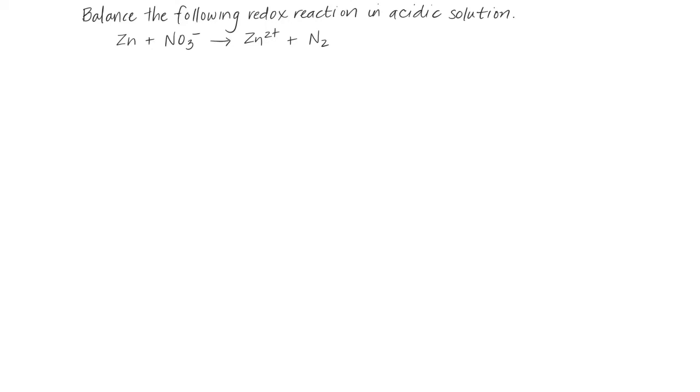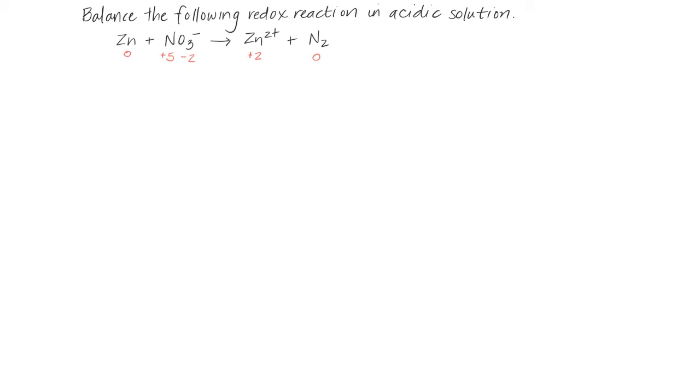To balance this redox reaction in acidic solution, we first must determine the oxidation states for all the elements in the reaction. So first, zinc, by itself, free and uncombined, has an oxidation state of 0. For the nitrate ion, we know that oxygen will be -2, and since there are 3 oxygen, that gives a total negative charge of -6. In order to have an overall charge of -1, the nitrogen here must be +5. On the right side of the reaction, this zinc ion here is +2, and nitrogen gas, free and uncombined, is 0.